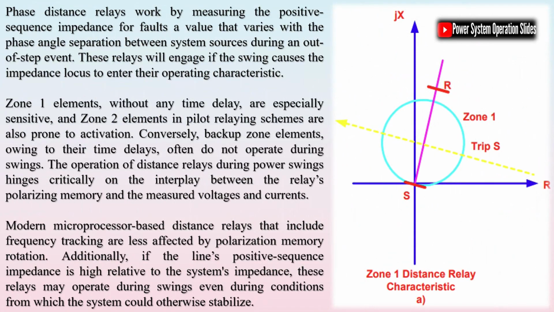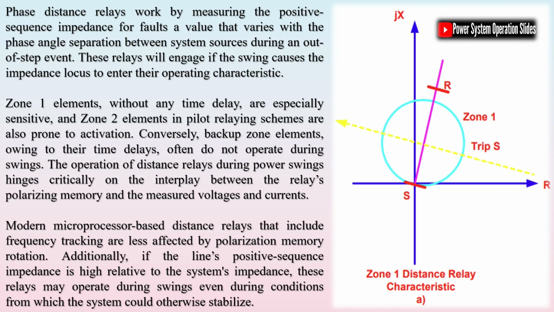For example, instantaneous phase overcurrent relays will activate if the line current during a swing surpasses their minimum threshold. Similarly, directional instantaneous overcurrent relays will operate if both the current and the phase relationships align appropriately, whereas time overcurrent relays typically remain inactive, though their response depends on current magnitude and delay settings.